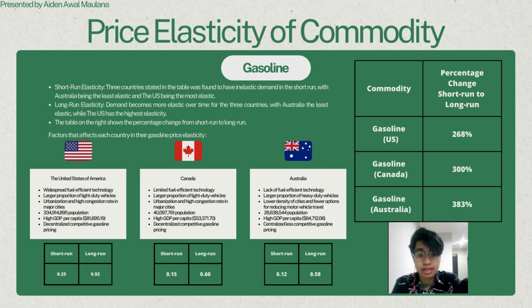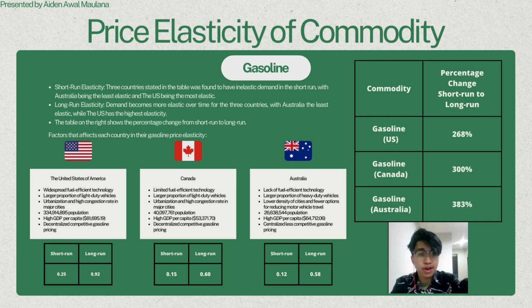There are several factors that cause the gasoline price elasticity variations for these three countries. As stated in this slide, for these three countries, I would like to point out some key differences. As for the United States, it is known that the United States has widespread fuel-efficient technology, which led to a more elastic price elasticity for gasoline due to varying substitutes for vehicles that consume fuel more efficiently.